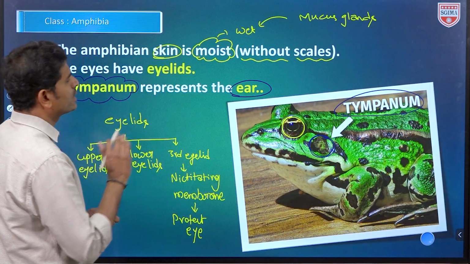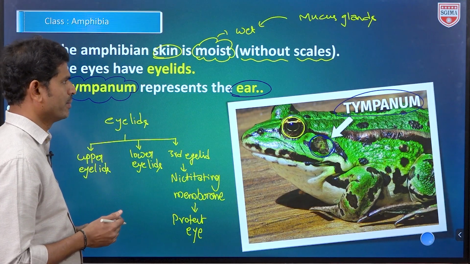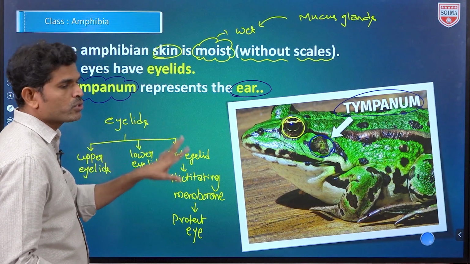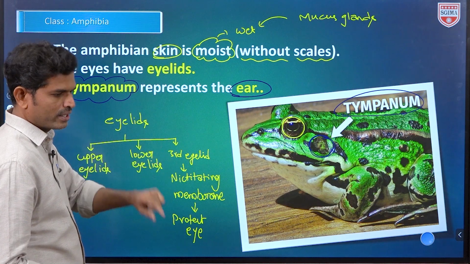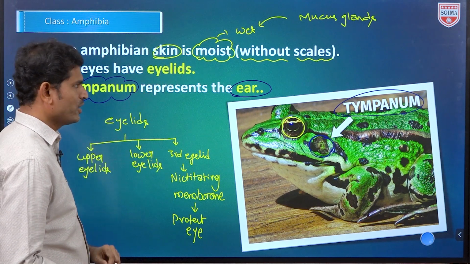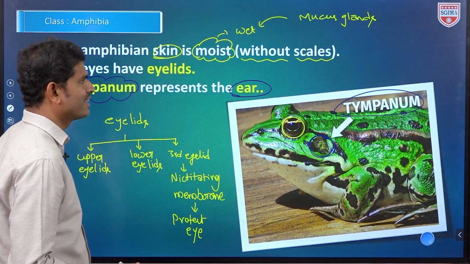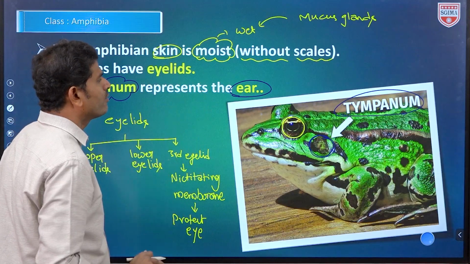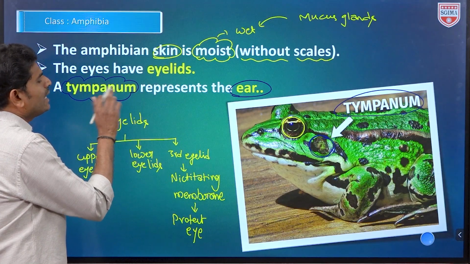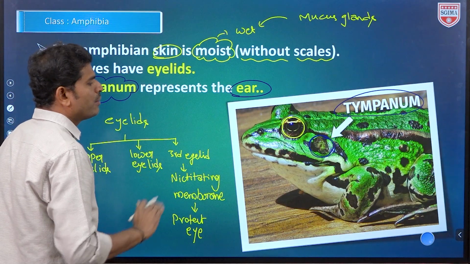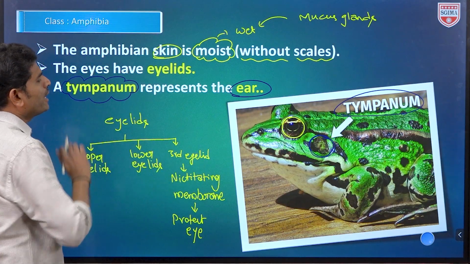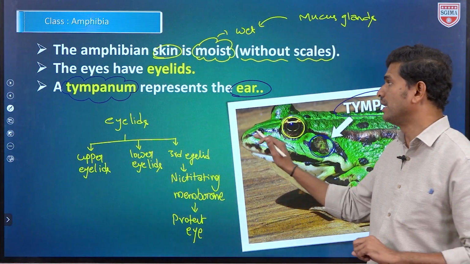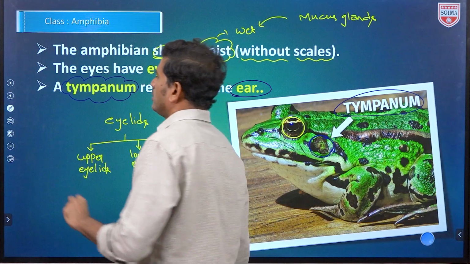Okay, so these are the 3 points from this slide we have to remember. Most of the amphibians present in the water have moist bodies due to the presence of mucus secreting glands, and their bodies are not covered by scales. Eyelids are present which cover and protect the eye. Next, the tympanic membrane: its presence indicates the presence of an ear, so it represents the ear.